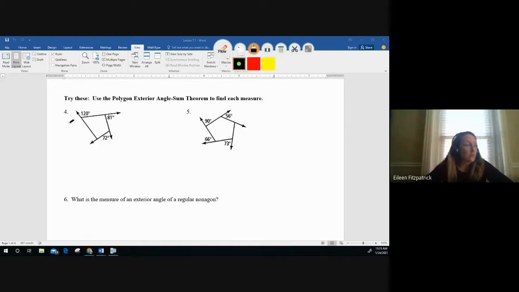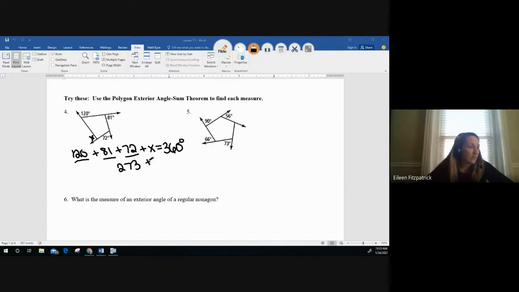All right. So here I have 1, 2, 3, 4 sides. So there should be 4 exterior angles. One is missing, so I'm going to label it with an X. Okay. So I know that the 4 exterior angles have to add up to 360. So that's my equation. All right, combine like terms. 120 plus 81 plus 72 is going to give you 273, plus x equals 360. And then subtract 273 from both sides to get x is equal to 87.